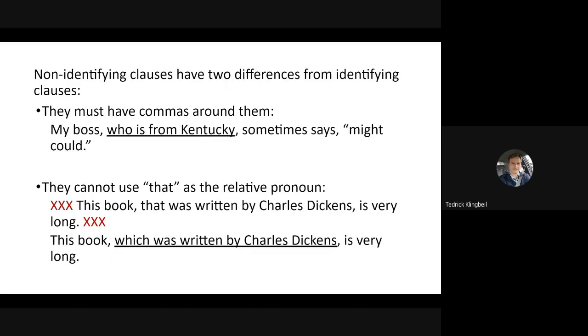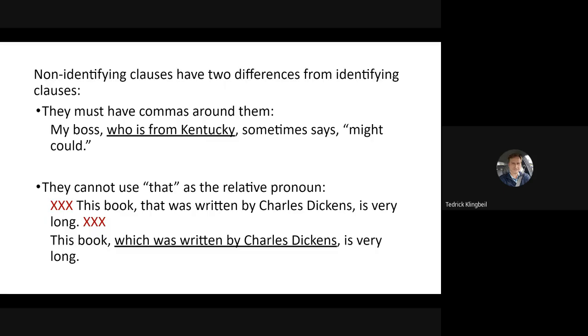Non-identifying clauses have two differences from identifying clauses. They must have commas around them. So, my boss, who is from Kentucky, sometimes says, might, could.